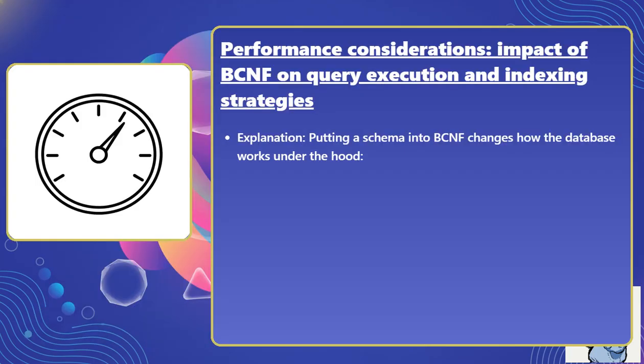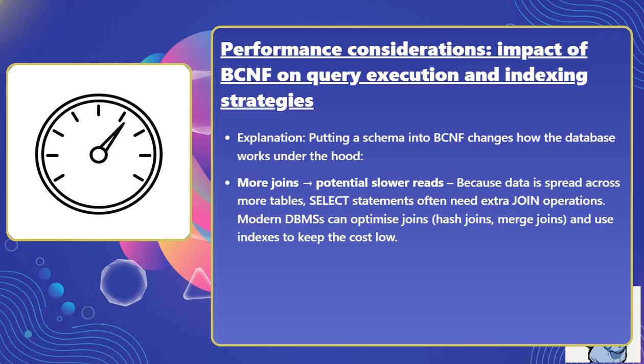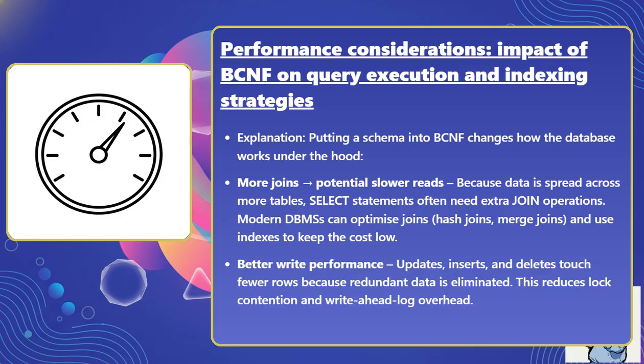Explanation: putting a schema into BCNF changes how the database works under the hood. More joins, potential slower reads. Because data is spread across more tables, select statements often need extra join operations. Modern DBMS can optimize joins, hash joins, merge joins, and use indexes to keep the cost low. Better write performance, updates, inserts, and deletes touch fewer rows because redundant data is eliminated. This reduces lock contention and write-ahead log overhead.